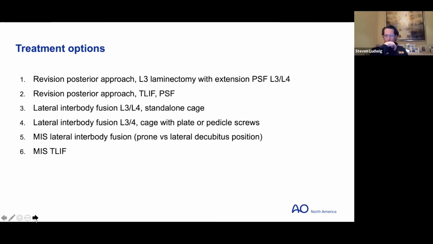Yeah, Jack, why don't you put up the procedure that you did for this case?